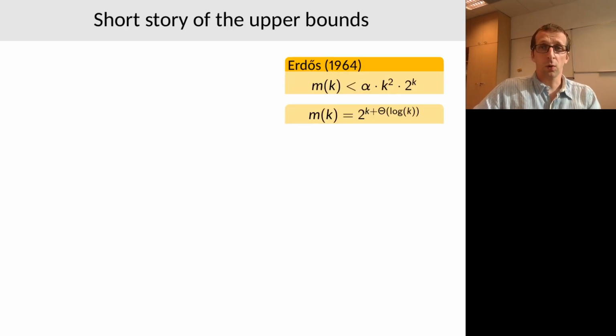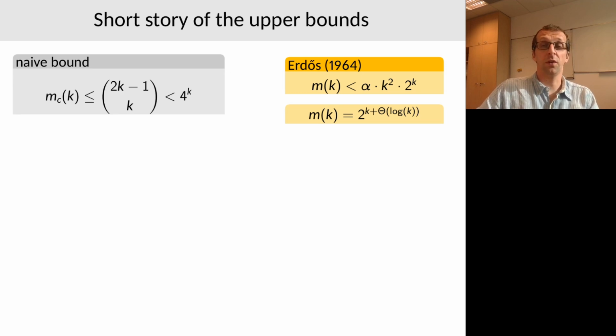Let us take a quick look at the short history of the upper bounds for this problem. The first result, already mentioned in the early paper by Erdős and Hajnal, contained the following simple deterministic construction. We can start with 2k-1 vertices and then build an edge out of every k-subset of this set. Clearly, such a k-graph cannot be properly colored with two colors, but the number of edges, being roughly 4 to the k, is quite large.